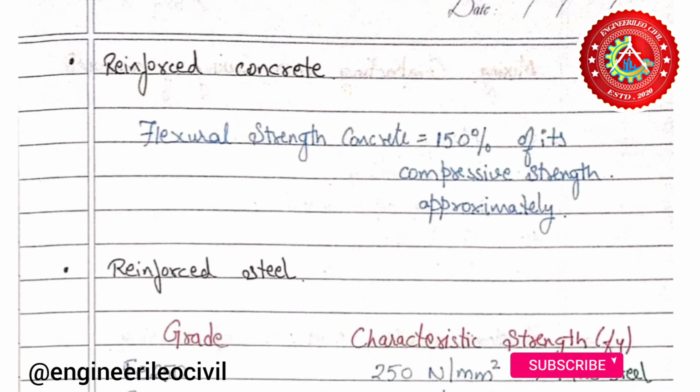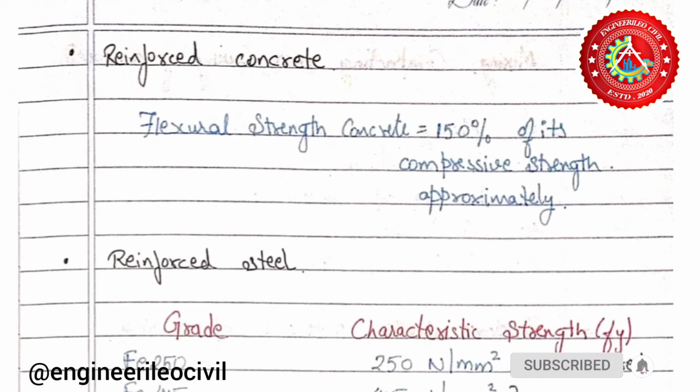Moving forward to reinforced concrete. The flexural strength of concrete is approximately 15% of its compressive strength. Therefore, concrete is strong in compression but weak in tension. Hence, the tension flange is reinforced by embedding steel, and concrete is allowed to crack. The beam should be under-reinforced to ensure ductile failure due to yielding of tension steel rather than brittle failure of concrete. Brittle failure is sudden and hence not desirable.